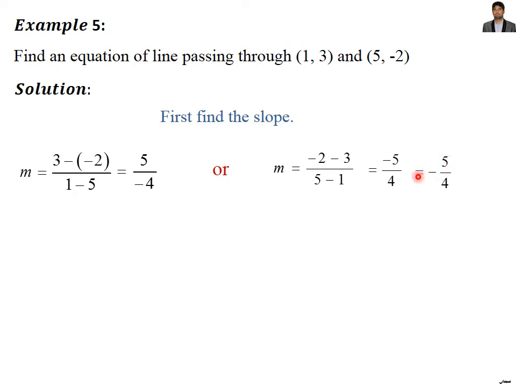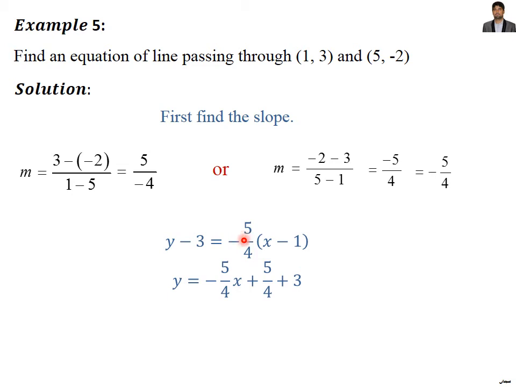So now we have slope and we have 2 points. So choose any one point to use point slope form. So I have chosen here the first one, (1, 3). y minus y1, that is 3, is equal to -5/4 times (x - 1).